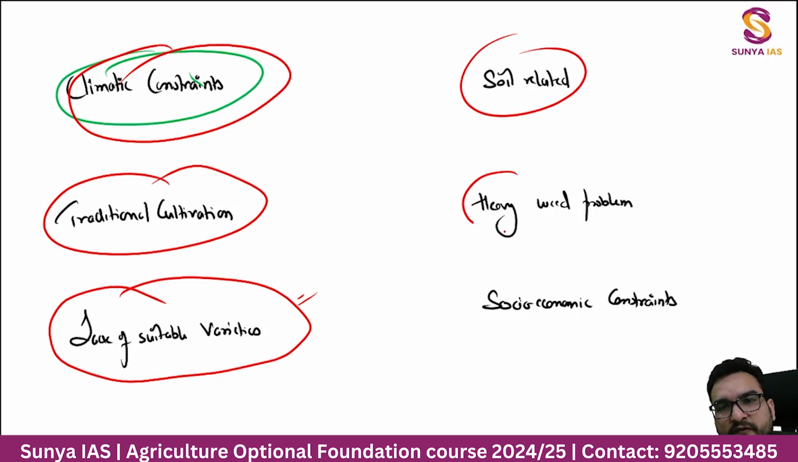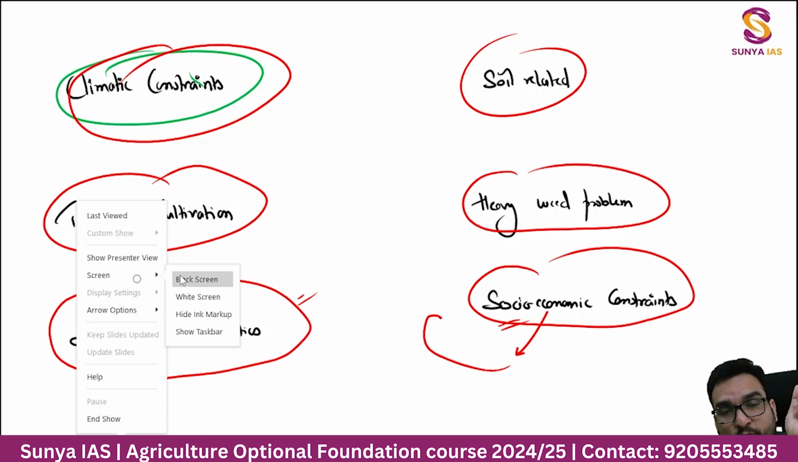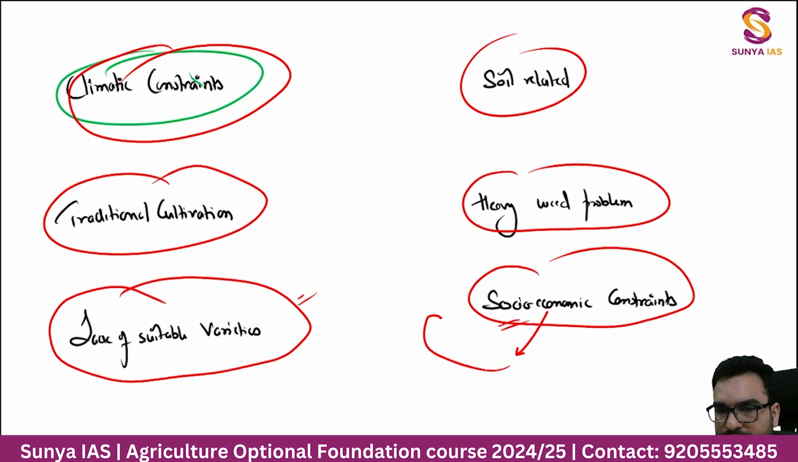Soil related constraints you have seen, heavy weed problems, socio-economic constraints you have seen. Because of this, how it can go to the vicious cycle that will happen. Now it is up to you guys how innovatively you can create the cycle also. I can only tell you certain things. Now the rest is up to you to innovate on this kind of information. This information I'm giving you, you can innovate as per your capabilities, guys. All right, so we'll move ahead now.